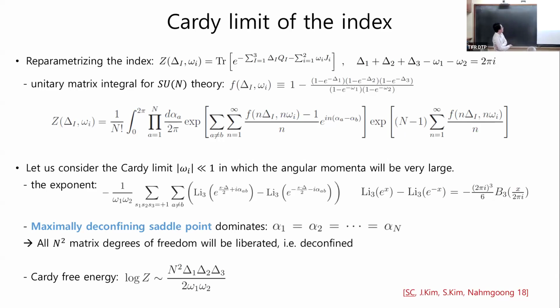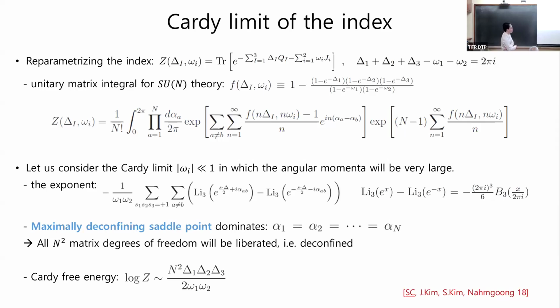So we have this simple integral in the Cardy limit, and in this Cardy limit, you will find that this simple saddle point will dominate the integral. And actually, this is what we want. So at very high temperature, all N squared matrix degrees of freedom are liberated, meaning that they deconfine. So this is really the deconfined quantum plasma.